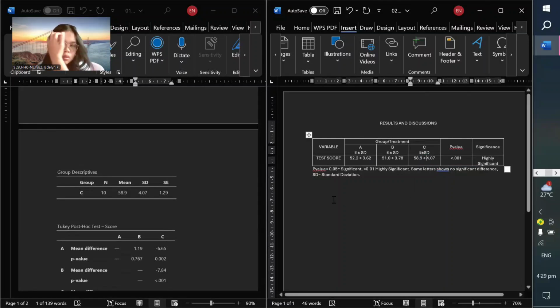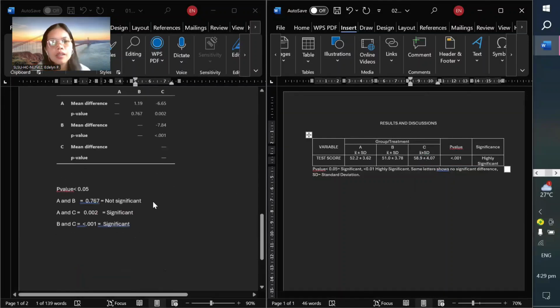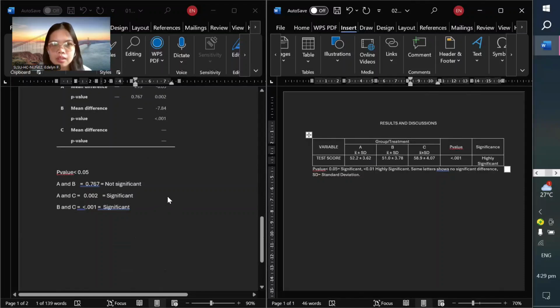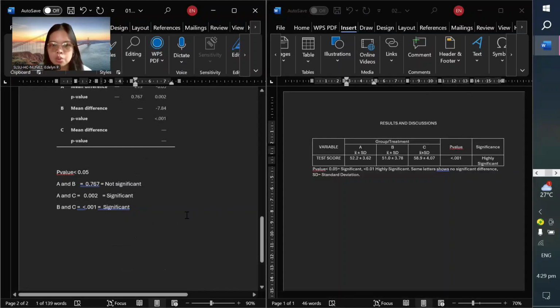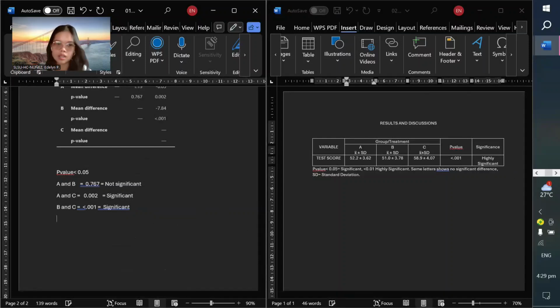All right. So this one, you identify again whether A and B are the same or not. You need to put the letters. It says here, same letters show no significant difference. So the small a is the lesser value. Then we have the b, the bigger value.